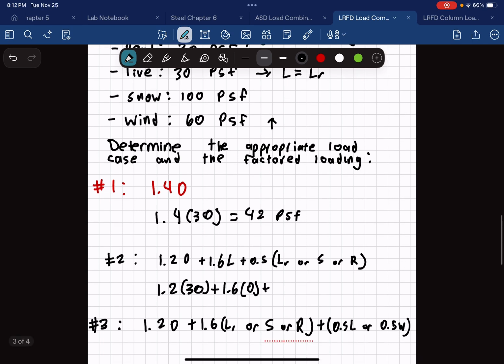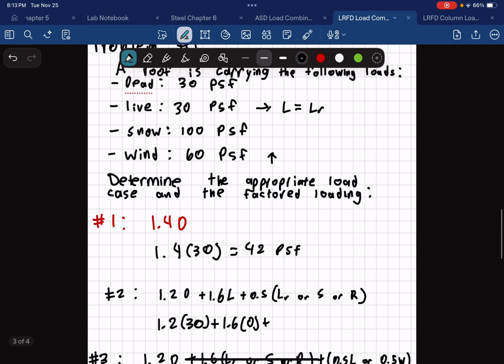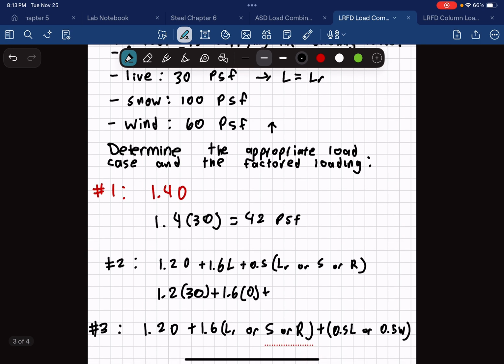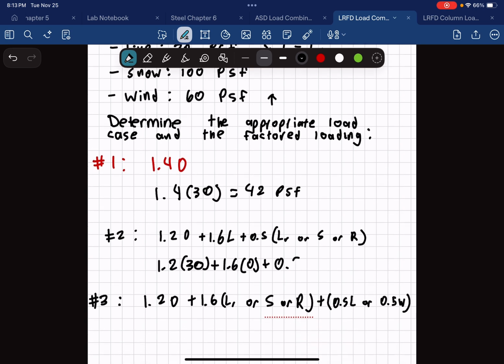And then we get into this controlling factor that we were talking about. So let's look at our loads. We have a live roof load of 30 pounds per square foot and a snow load of 100 pounds per square foot. Well, the snow is bigger and we don't have a rain factor. So we're going to put in 100 here because that is the controlling load. 1.2 times 30 plus 0.5 times 100 is 86 psf. So now that's higher, so it will control over case 1.